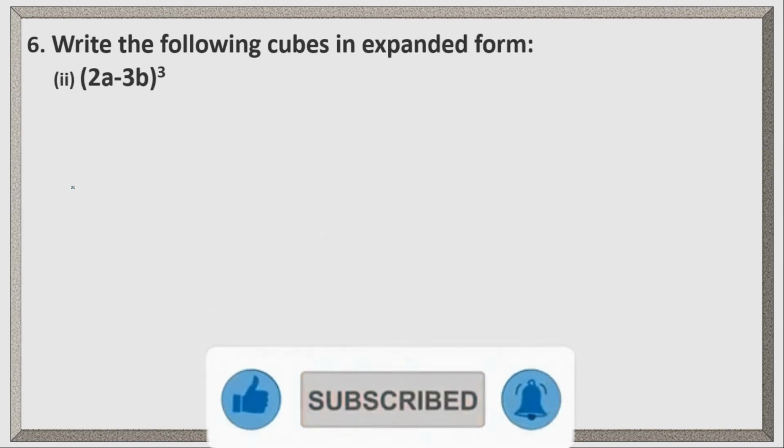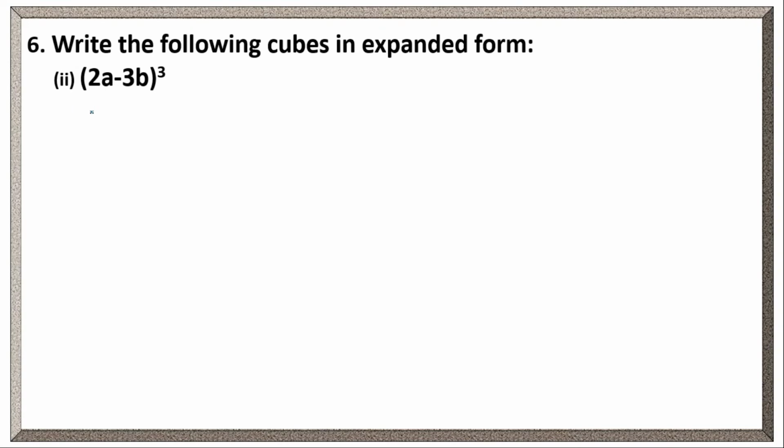Let's see the second bit. (2a − 3b) whole cube expansion we have to find. For that, it is in which form? (a − b) whole cube form, which we can write as a cube minus b cube minus 3ab into (a − b). This is the identity we have in terms of a and b. Clear? Here also in the question we have in terms of a and b.